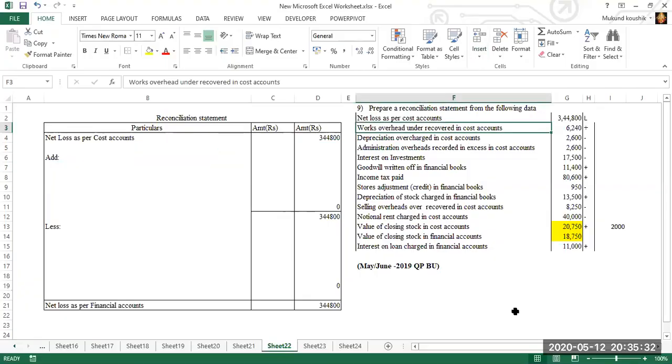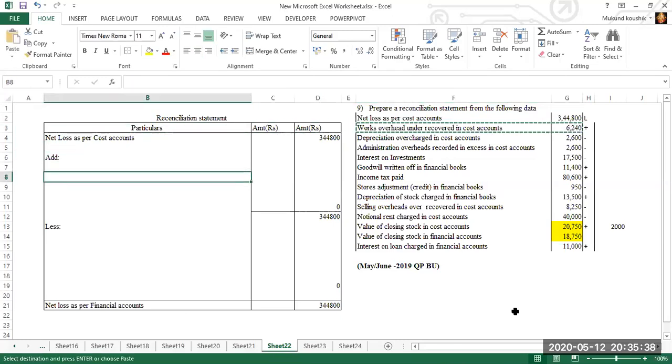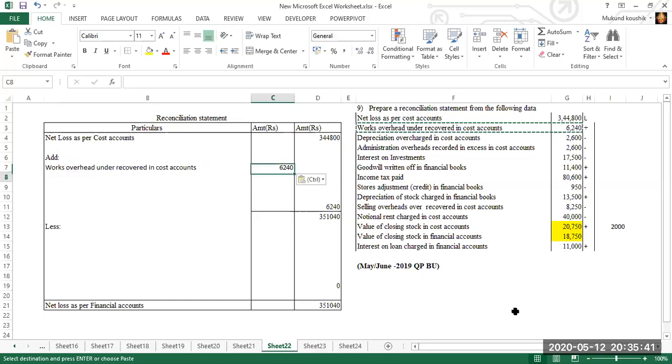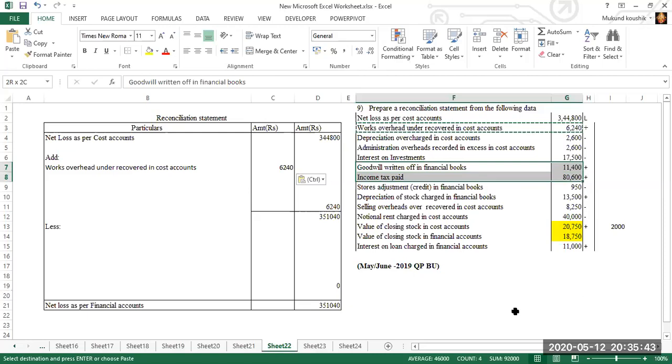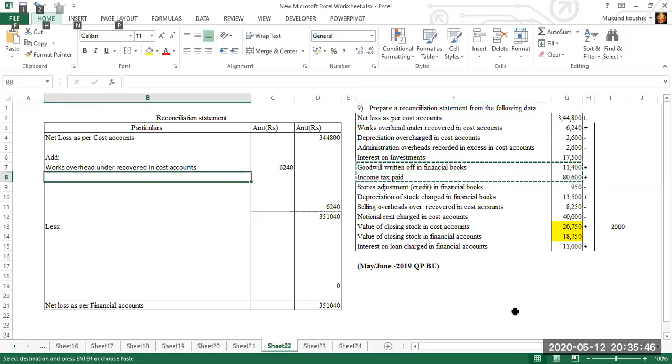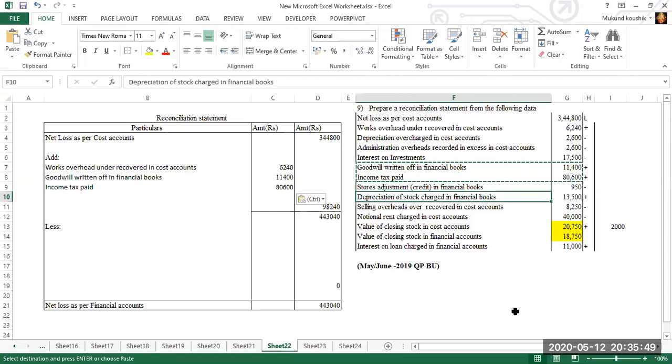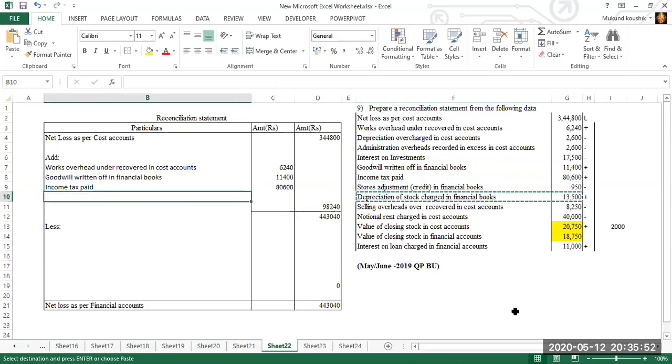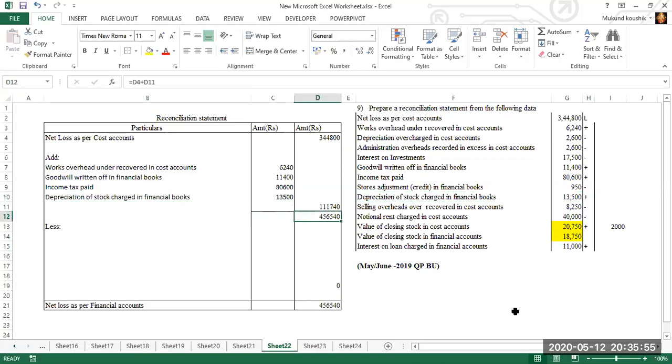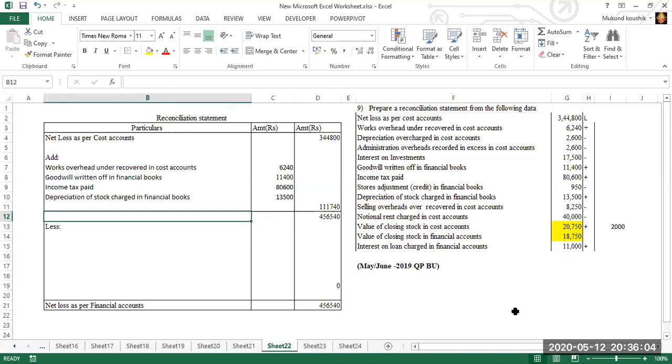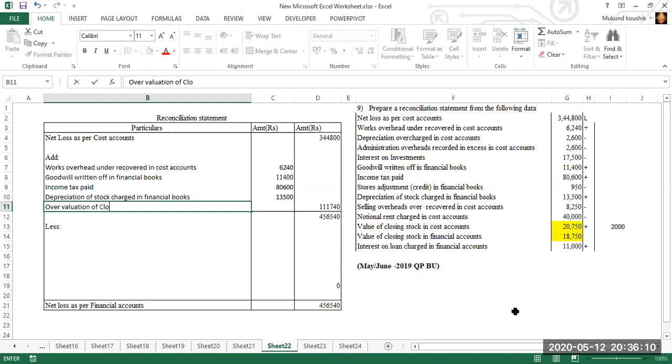The first item we have to add in case of loss is under absorption or under recovery of works overhead. Then again, what are we supposed to add? Goodwill and income tax. These two items also we have to add. Then again, depreciation also we have to add. Then overvaluation of closing stock also we have to add.